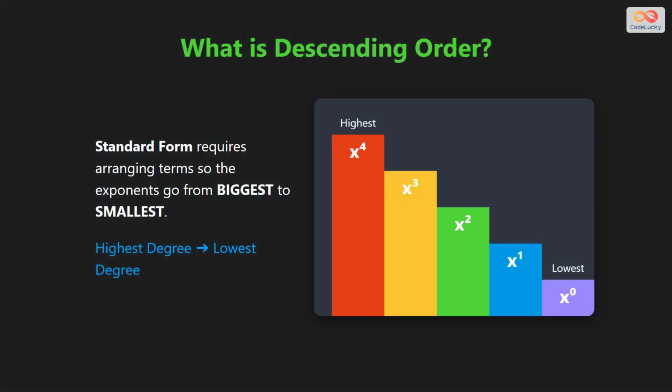So, what does standard form actually mean? It simply means arranging the terms so that the degrees go from highest to lowest. Imagine walking down a set of stairs. You start at the top with the highest exponent, like x to the 4th power, and step down to x cubed, x squared, and so on, until you reach the lowest degree.